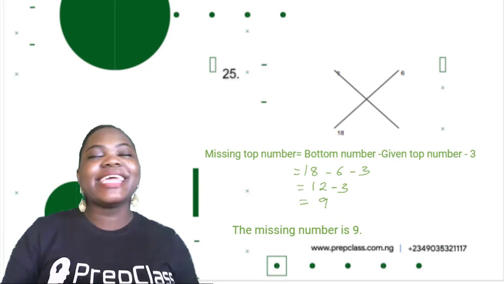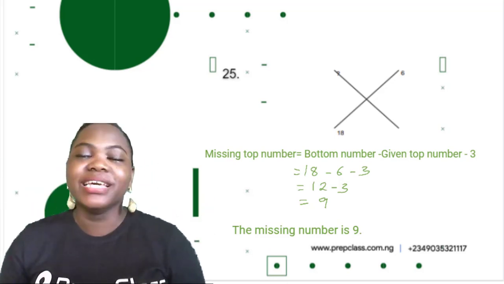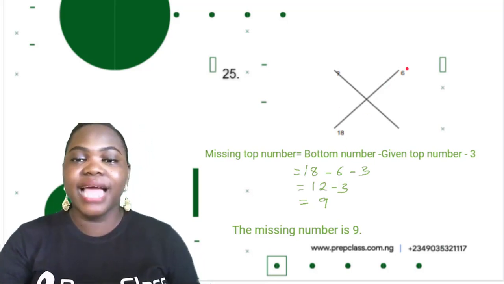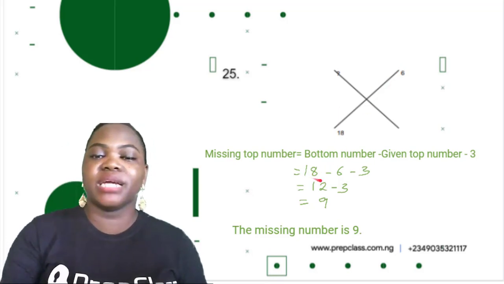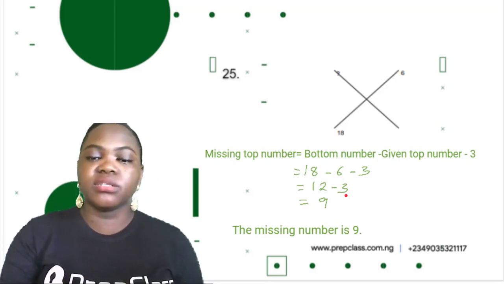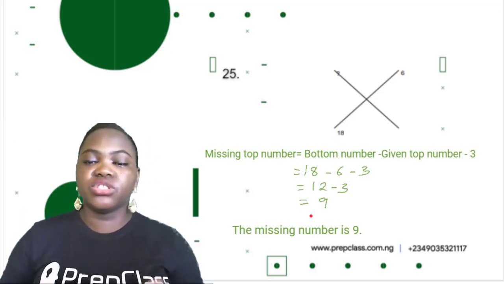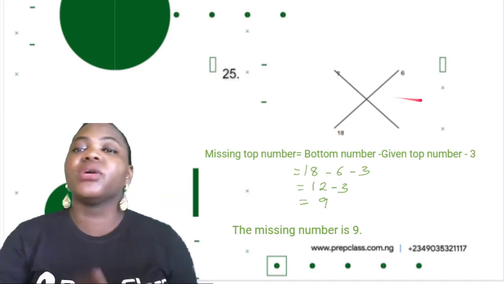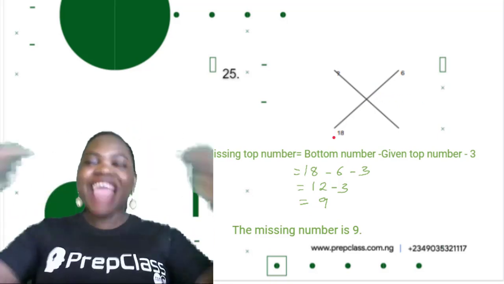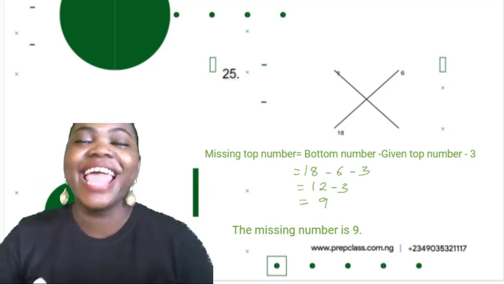Missing top number is bottom number minus given top number minus 3. The bottom number here is 18. The given top number is 6. Then minus 3. So we have 18 minus 6 minus 3. 18 minus 6 is 12. 12 minus 3 is 9. So to be sure that the answer is correct, all we have to do is to add 9 and 6. 9 plus 6 is 15. Then 15 plus 3 is what? 18. Yes, we got it. So this means that the missing number is 9.